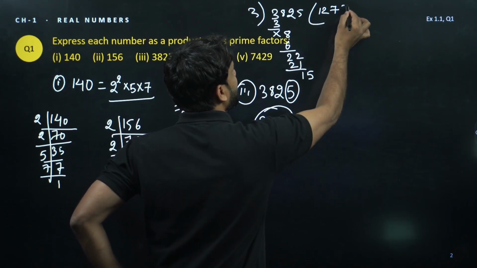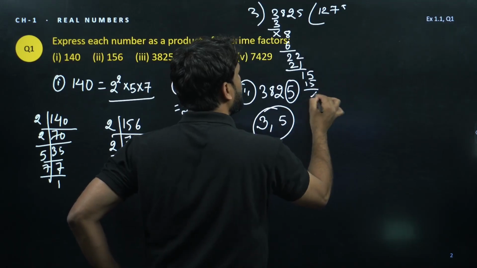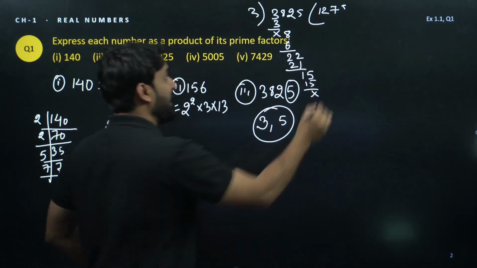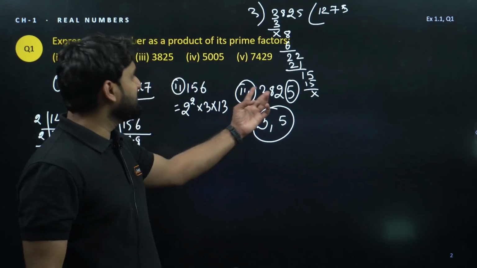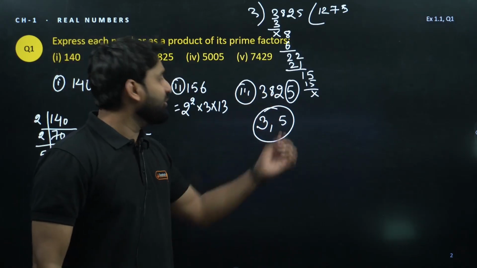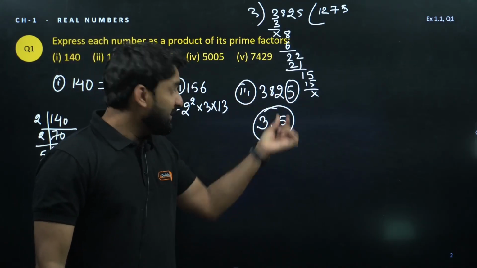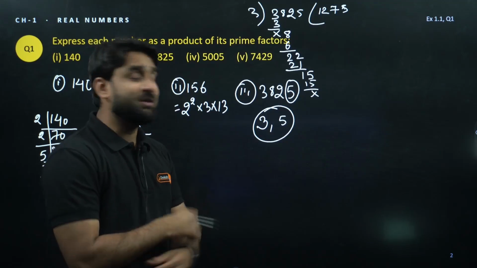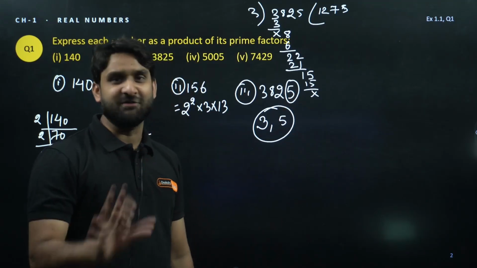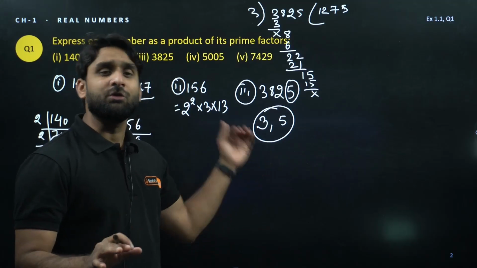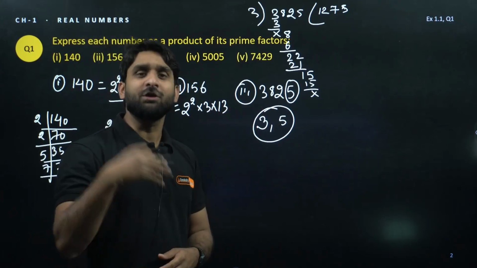3 5s are 15. Wow, it is fully divided, completely divided. We have 1275, and this number will definitely be divided by 5 because the ones digit is 5. So when the ones digit is 5, it is clear that it will be divided by 5. This is confirmed. But for 3 you need to check.